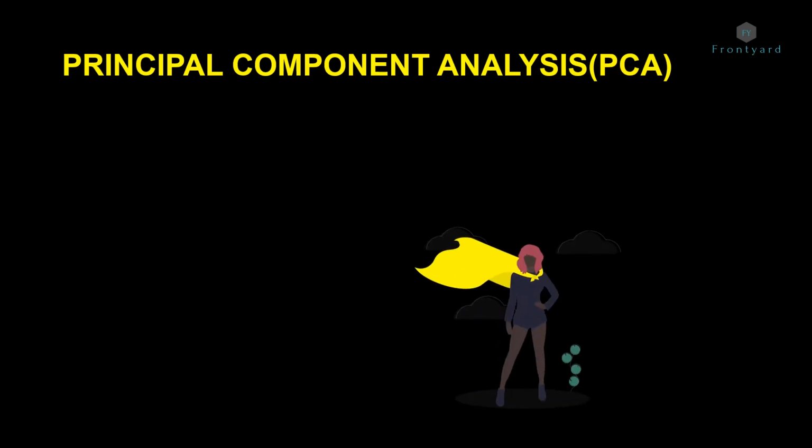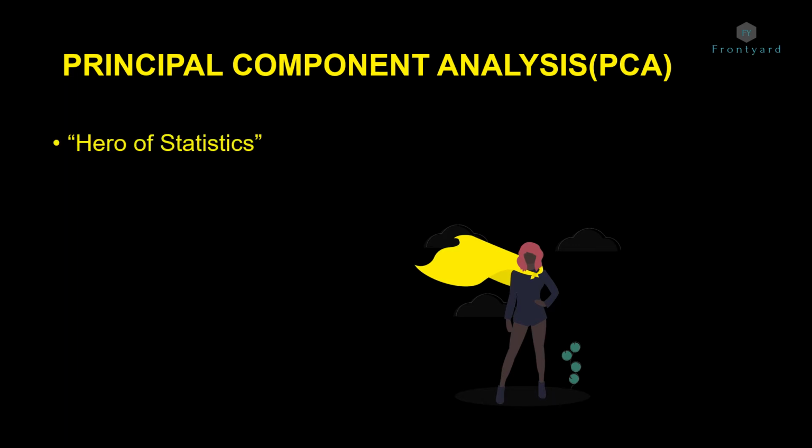As we all know, statistics is the core of data science and machine learning. Each and every topic in statistics holds importance. At the same time, statisticians would find principal component analysis, PCA, to be the hero of statistics. Yes, it is said so because of the importance it holds.